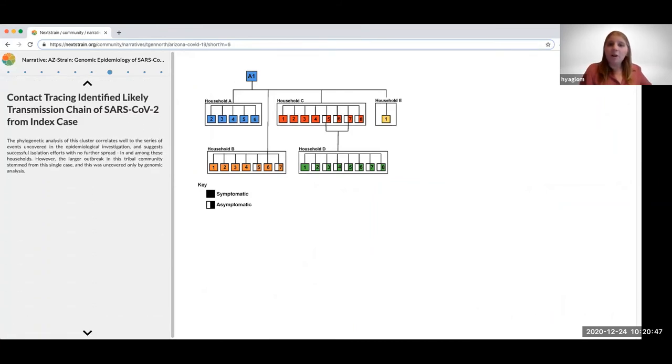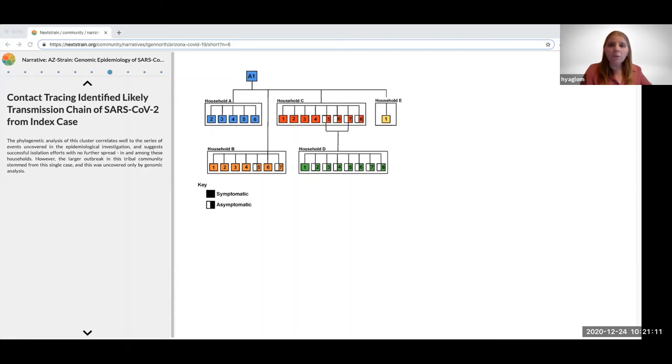This figure summarizes data from the epidemiologic investigation of this outbreak. The index case, labeled A1, had 5 household contacts, all of whom became symptomatic and tested positive for SARS-CoV-2. More extensive contact tracing was conducted, finding 2 coworkers living in households C and E. Both developed mild symptoms and tested positive.